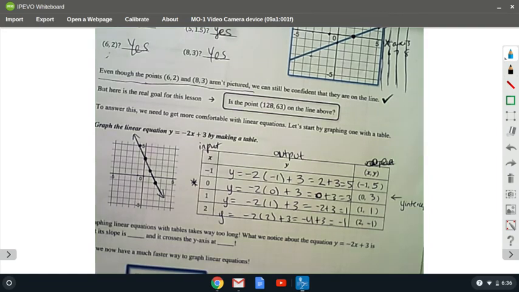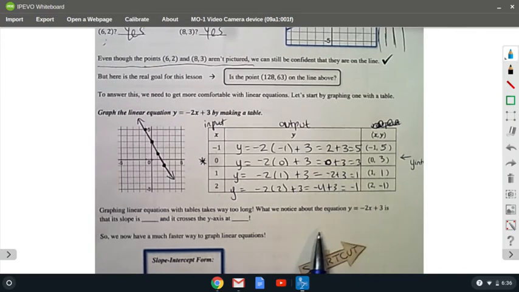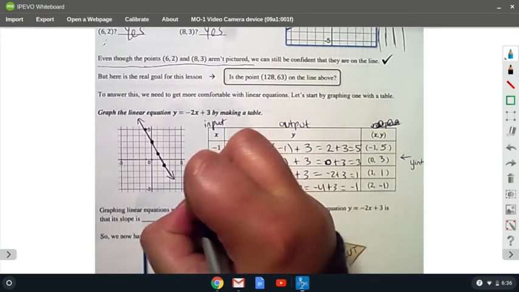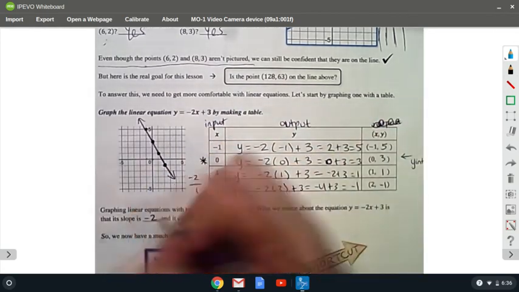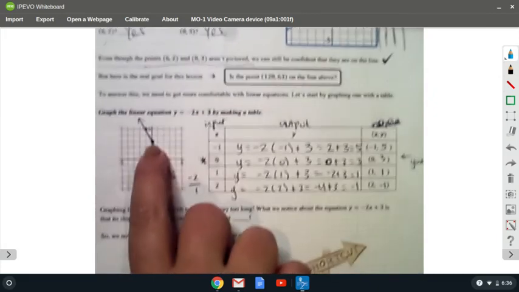So graphing linear equations with tables takes a long time. What we notice about the equation is that its slope is, if we look at this, going down 2 over 1, so -2 over 1, so its slope is -2. And it also crosses the y-axis at 3.